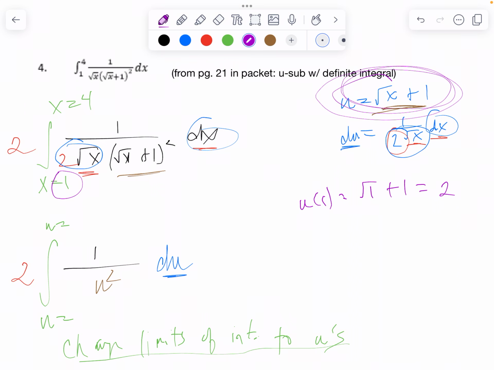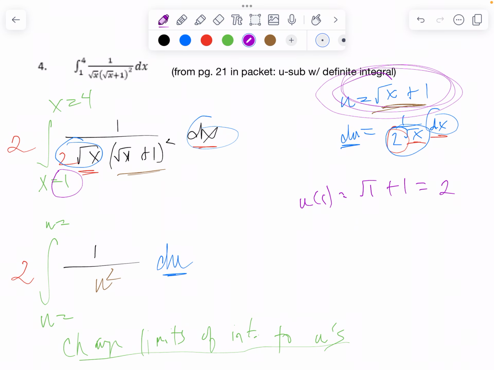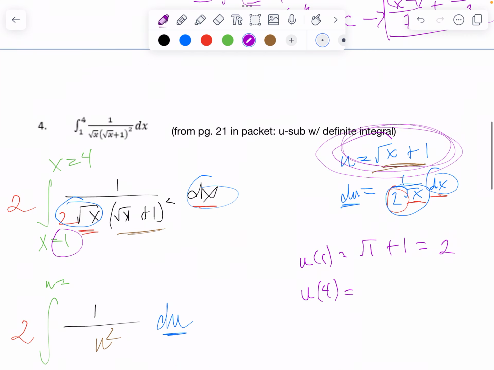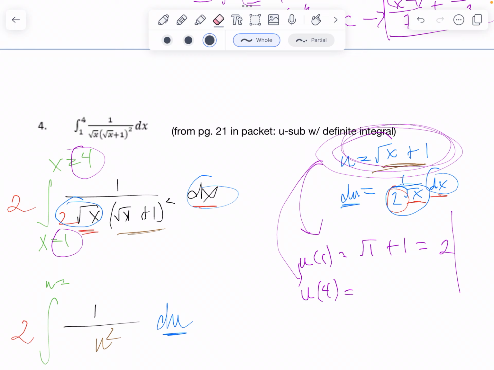And now let's go on and do u of 4. And u of 4 is going to be, again, I'm using this equation twice here because I have two limits of integration. U of 4 is equal to the square root of 4 plus 1. And the square root of 4 is 2. And 2 plus 1 is 3. That's what my daughter said, so I'm going to go with what she said. So we have u of 4 is 3.